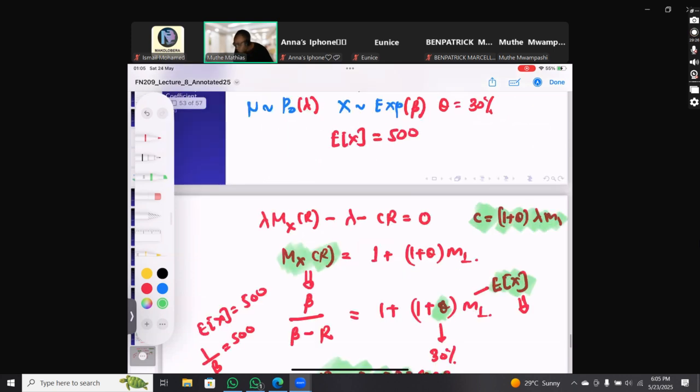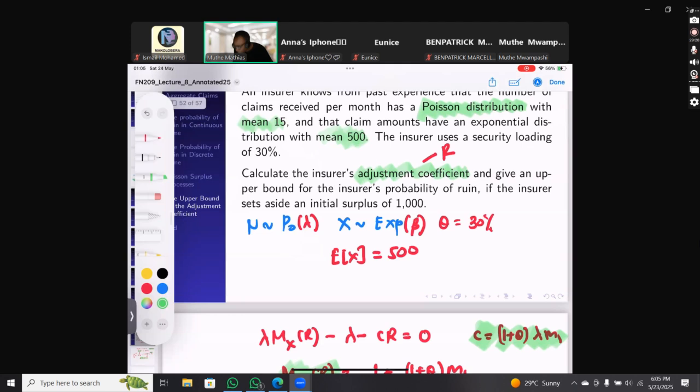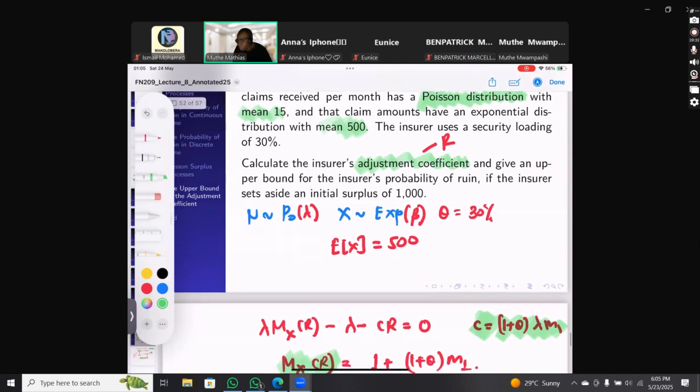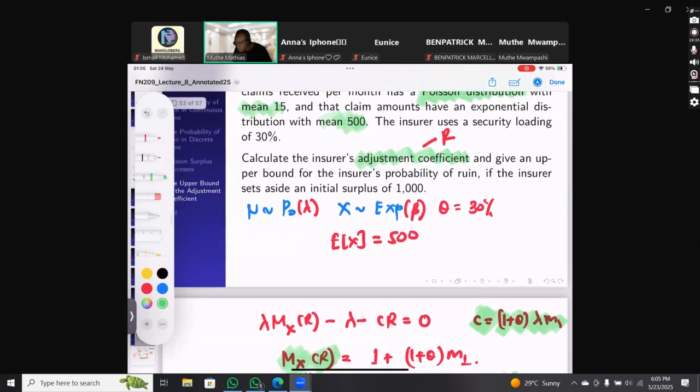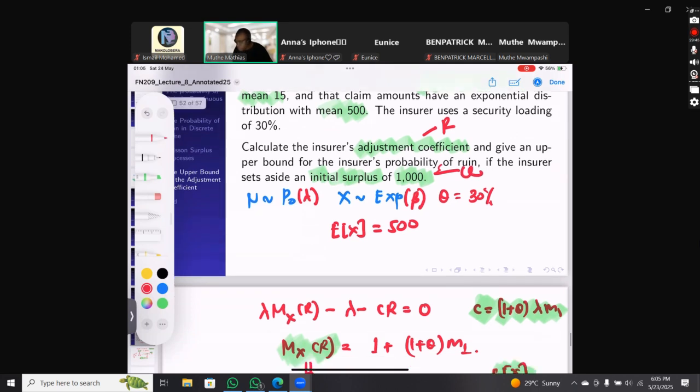And once you get the adjustment coefficient, remember the second question asks you to calculate the adjustment coefficient and give the upper bound for the insurer's probability of ruin, right? If the insurer sets aside an initial reserve of this one here. So initial surplus or initial reserve is actually the same thing. So this is actually your U, right? So what you have to do now is very easy.